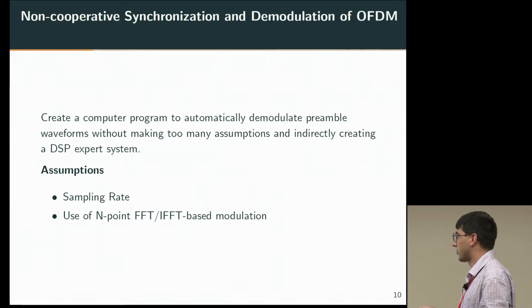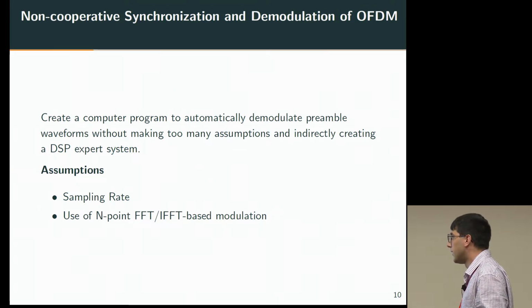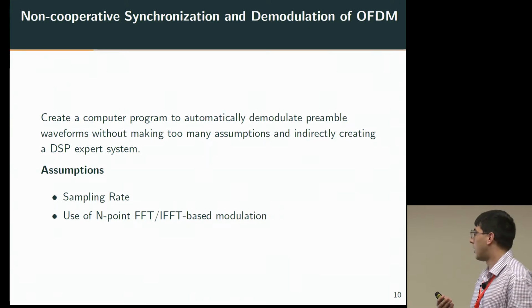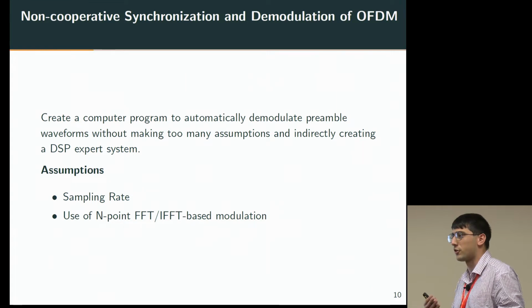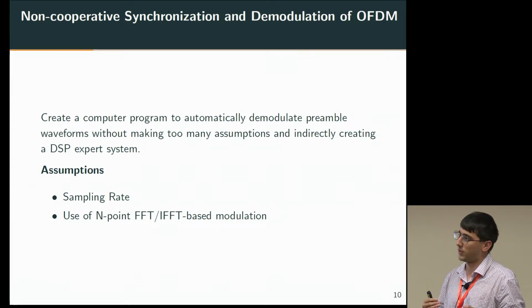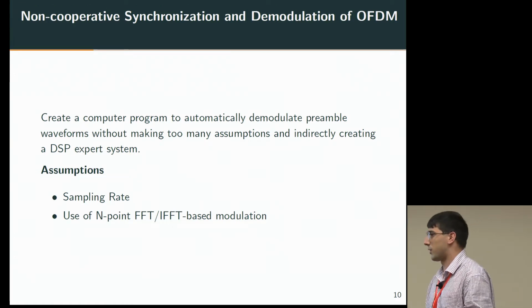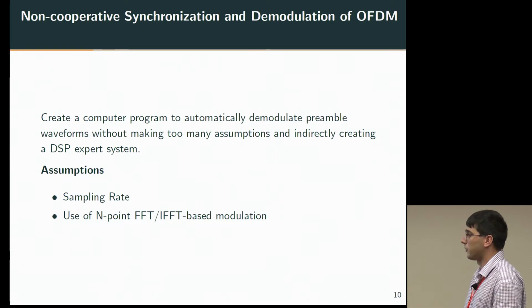These assumptions are going to be, we know the sampling rate, which is a big assumption. I'd be interested in talking about methods of automating that. I don't think that's too hard. And then we're also going to assume it's using some sort of FFT, IFFT-based modulation, in this case OFDM. But we're not going to assume that the preamble necessarily has all the aspects of OFDM, right? So it may have a cyclic prefix. It may not have a cyclic prefix. It may be, for example, cyclically delayed encoded. And so we're not going to assume that. We're just going to assume we have some sort of FFT, IFFT-based modulation.